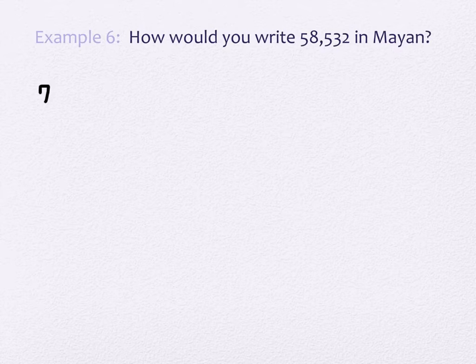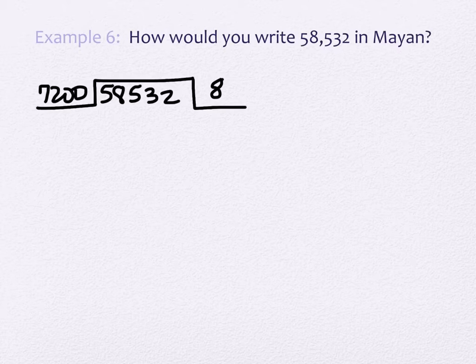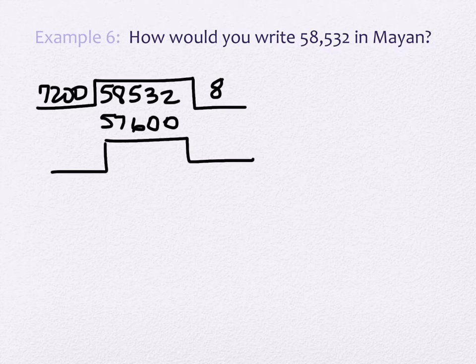So 7,200. So we're going to divide 7,200 into the 58,532. How many whole number times will it go in? 8. So again, this is like me dumping out 58,532 crayons and trying to create bags of 7,200. What is 8 times 7,200? 57,600. And if we subtract, what do we get?